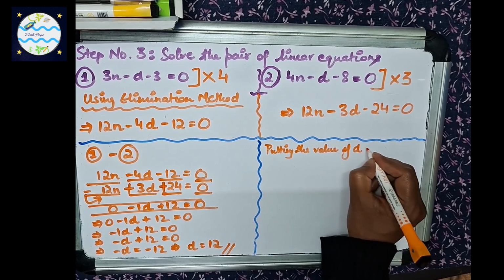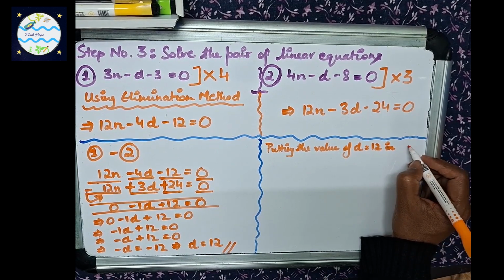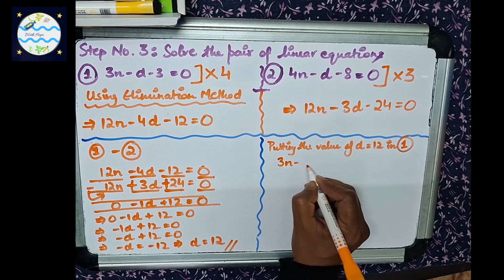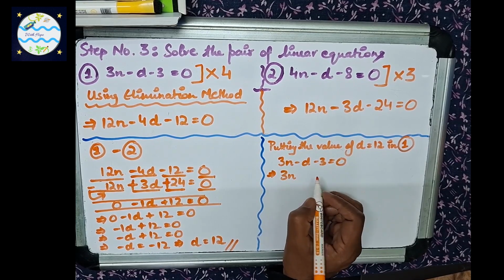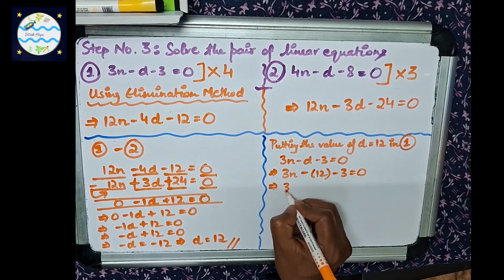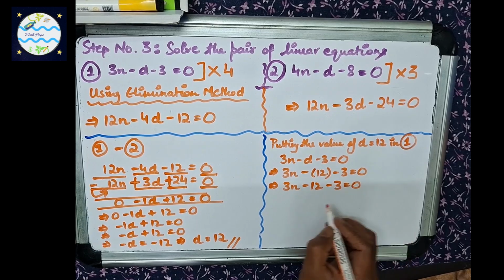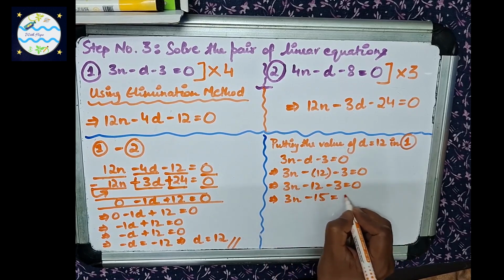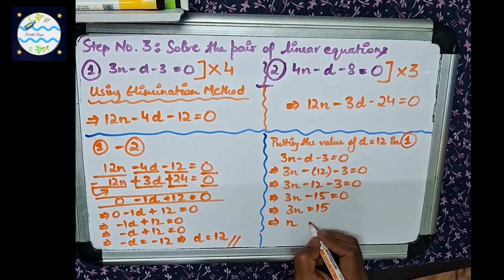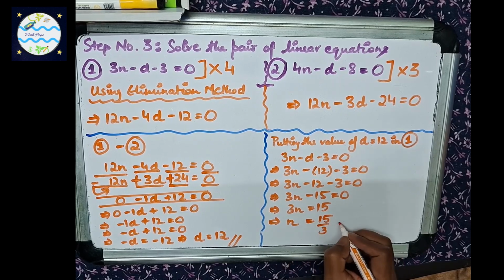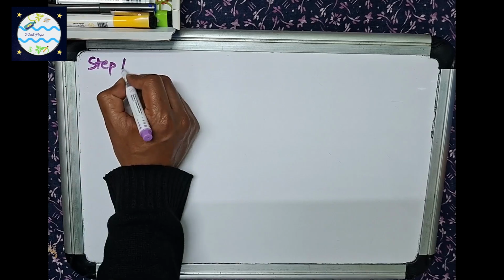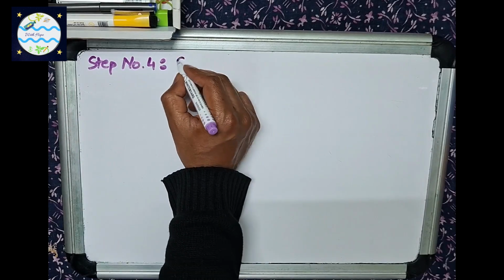Putting the value of d in equation 1 to figure out the value of n, we get 3n minus d minus 3 is equal to 0, which implies 3n minus 12 minus 3 is equal to 0, which implies 3n minus 15 is equal to 0, which implies 3n is equal to 15, which implies n is equal to 15 upon 3, which is equal to 5. With this, we have figured out the values of both n and d.